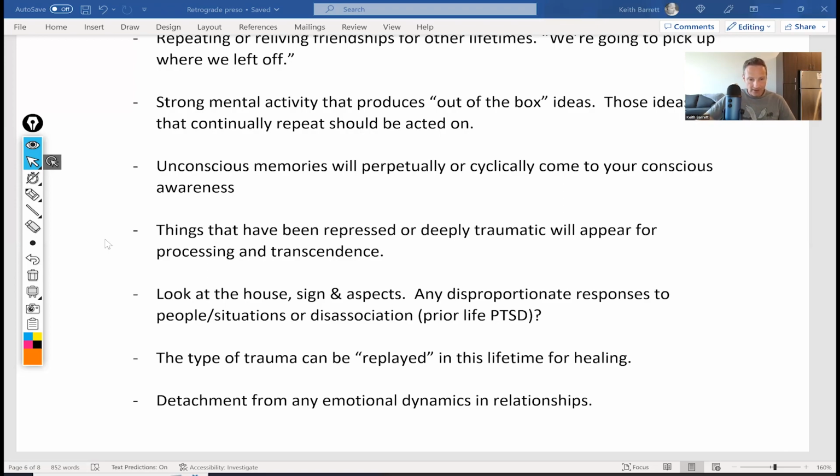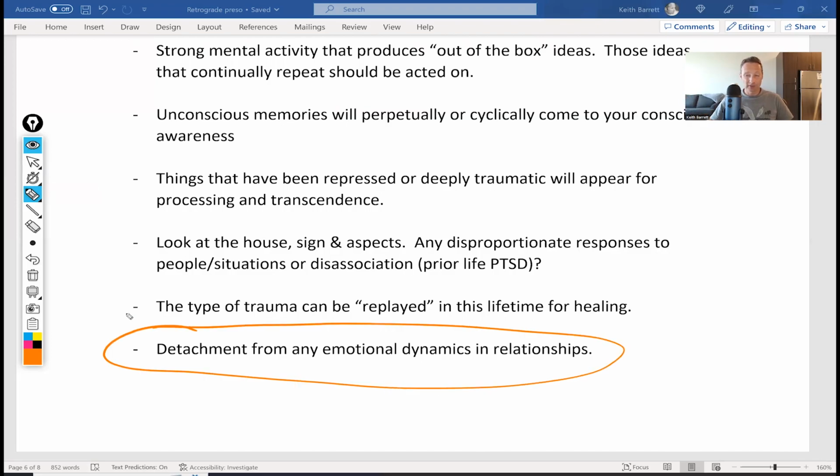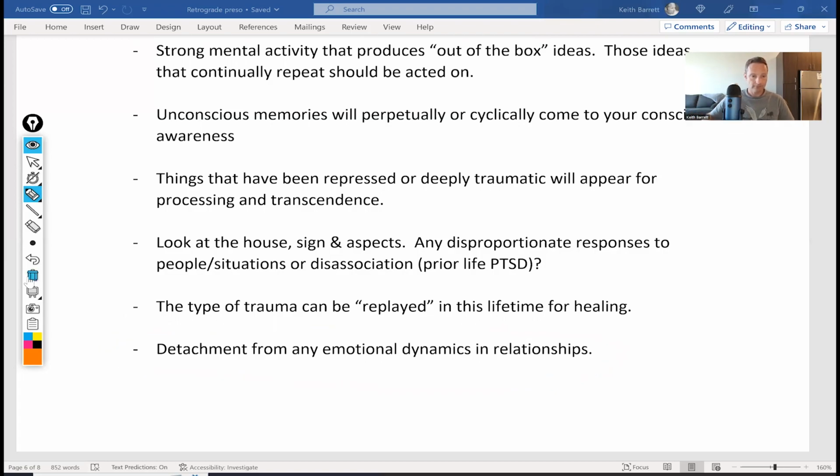The last thing I have here is detachment from any emotional dynamics in relationships, right? So similar to Saturn retrograde, where there's parental stuff there, this can be a symbol of that too. Especially, I have Uranus in Scorpio. So Scorpio is the deeply merged energy area, right? So detachment from any emotional dynamics of relationships can be Uranus in Scorpio, right? And so look at what sign Uranus is in and what house it's in, the aspects that it has, which will give you more information.